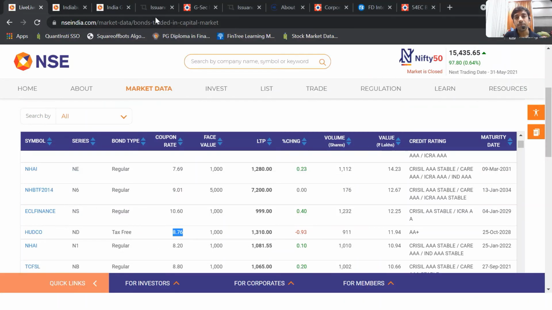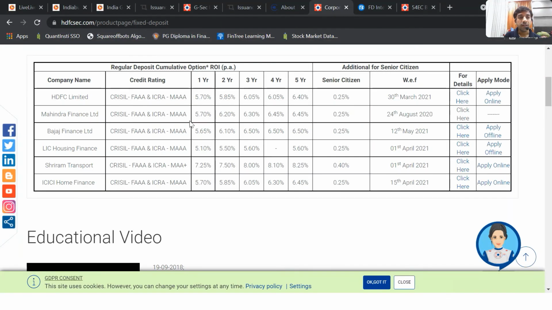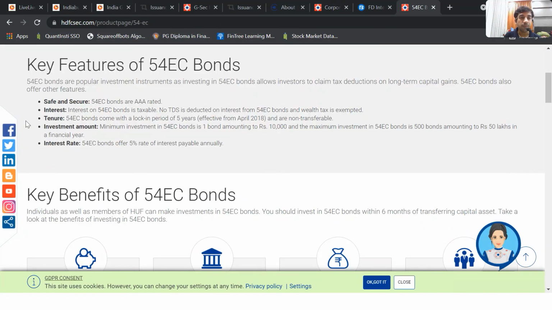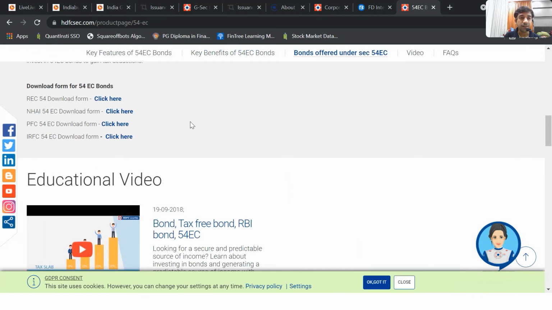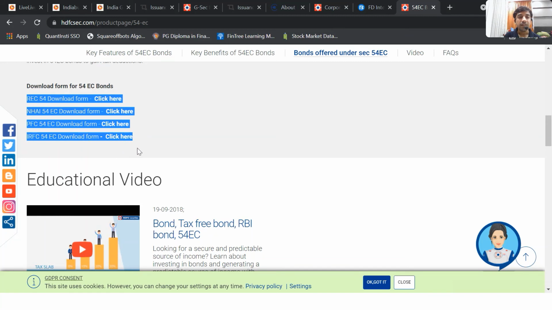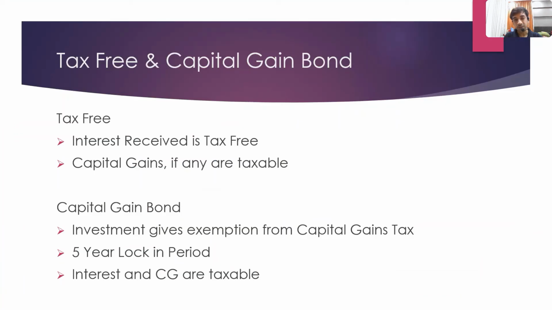and this is how you can buy this bond. You have to fill the forms for it. They are not available online. You have to fill the form. These are the companies, these are the options that are available. These are generally government companies, so generally these bonds would be safer. So if you want to avoid capital gain tax, this is a good option that you have.